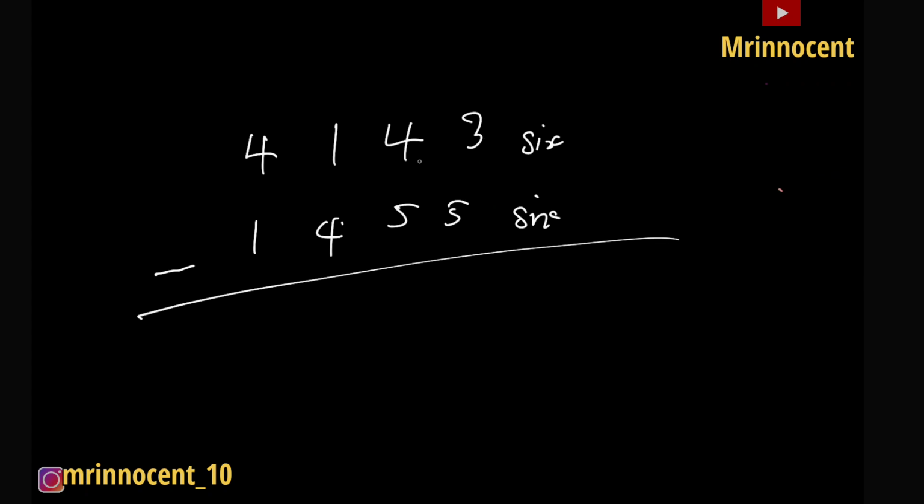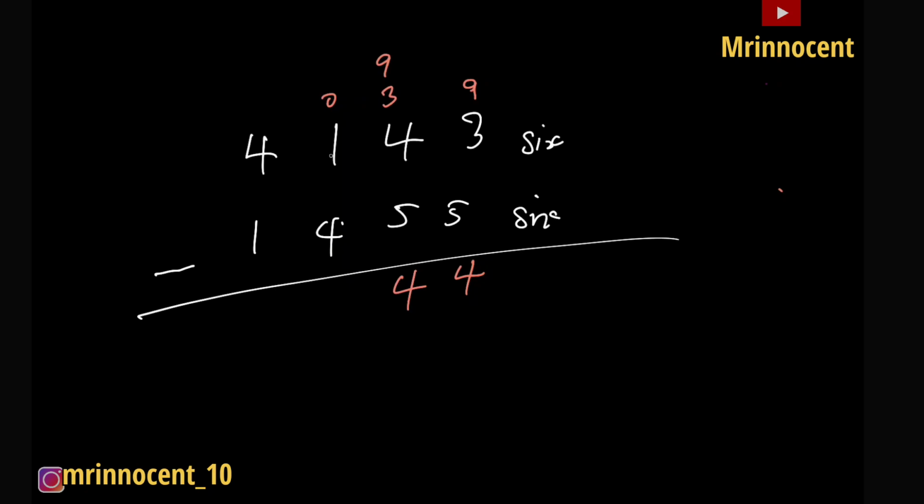3 minus 5, cannot, borrow one here, call it 6. 6 plus 3 is 9. 9 minus 5 is 4. This one is 3. 3 minus 5, cannot, borrow one here, call it 6. 6 plus 3 is 9.